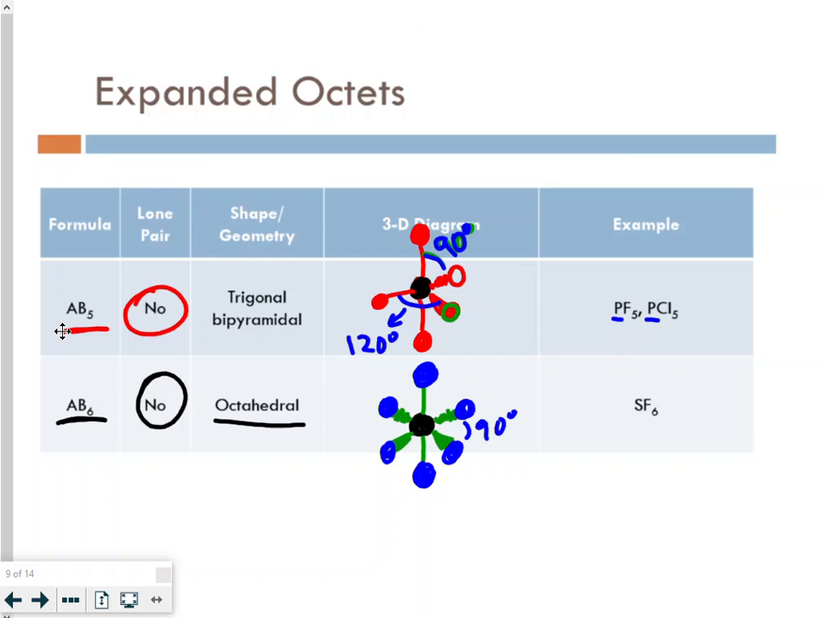Any questions so far? So now we're going to do some practice. We're going to draw the Lewis dot structures. We're going to look at the central atom, how many things are bonded, how many lone pairs, to decide on the shape. All good? Any questions?